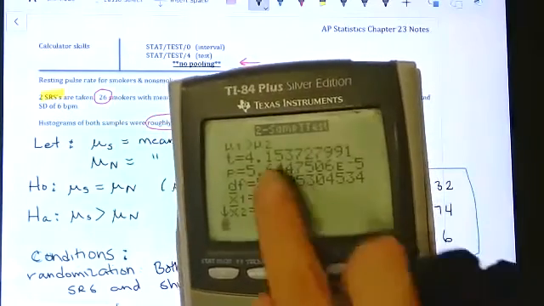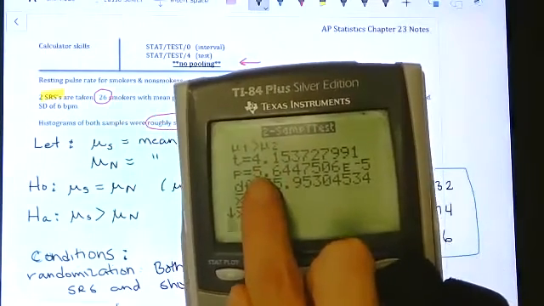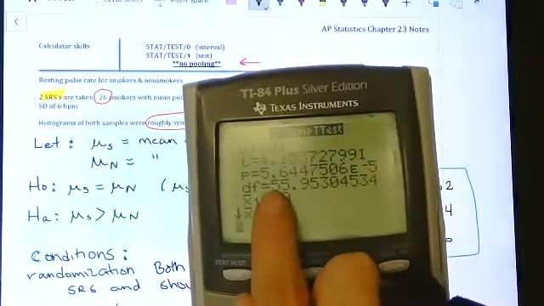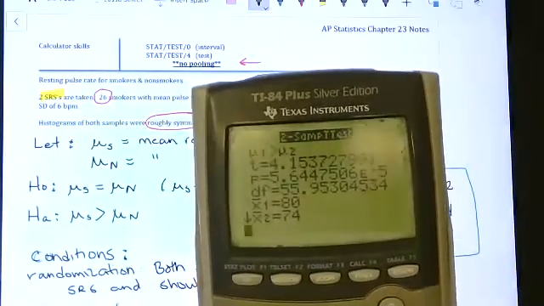Hit calculate. There's my t-statistic. There's my p-value. Notice this over here. Look at my degrees of freedom was 55.95.